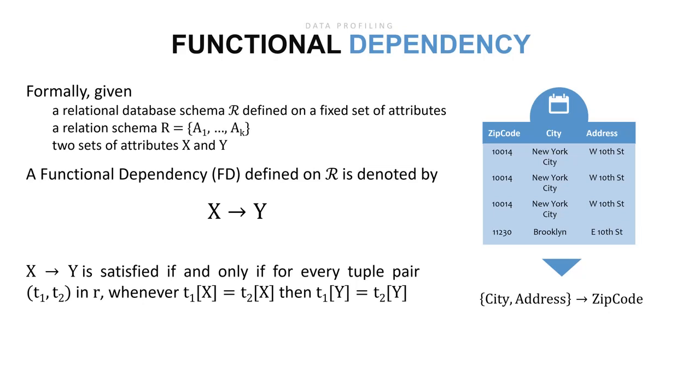Let me now briefly recall the concept of functional dependency. It states that given two sets of attributes X and Y of a relational database schema R, we can say that X implies Y if and only if, for every pair of tuples T1 and T2 in the database instance, whenever T1 and T2 are equal on the attributes in X, then they must be equal also on the attributes in Y. Here, a typical example of functional dependency defined on a database of people is that the city and the address imply the zip code.